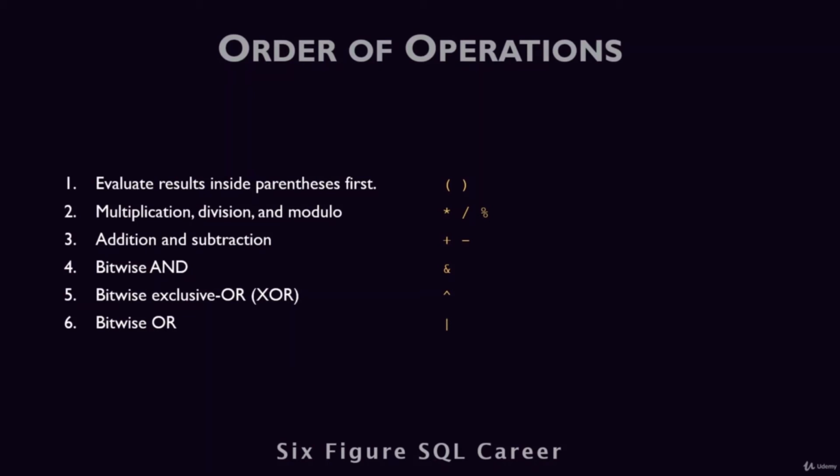With expressions, there is a specific order of operations. First, you evaluate the results inside the parentheses. Then, you resolve multiplication, division, and modulo operators from left to right. Then, you evaluate addition and subtraction from left to right. Then, I evaluate my bitwise AND operators from left to right. Then, my bitwise exclusive OR from left to right, and finally my bitwise OR from left to right.